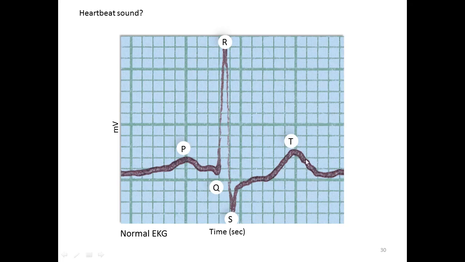Don't worry about the T. That's the ventricles repolarizing. There's a little blip in here where the atria repolarize. Again, you don't have to know that. So P, atria are contracting, left and right atria at the same time. QRS, the ventricles are contracting.